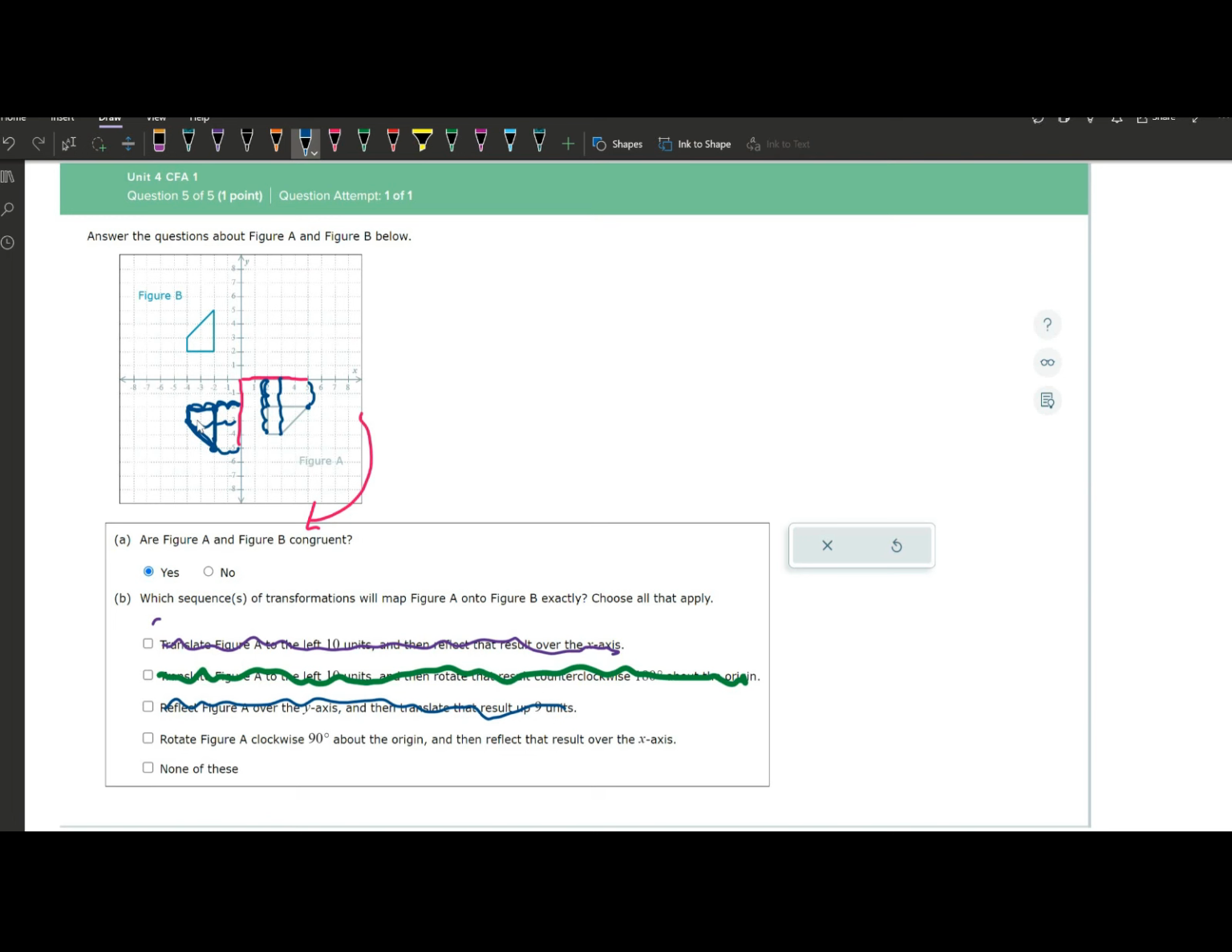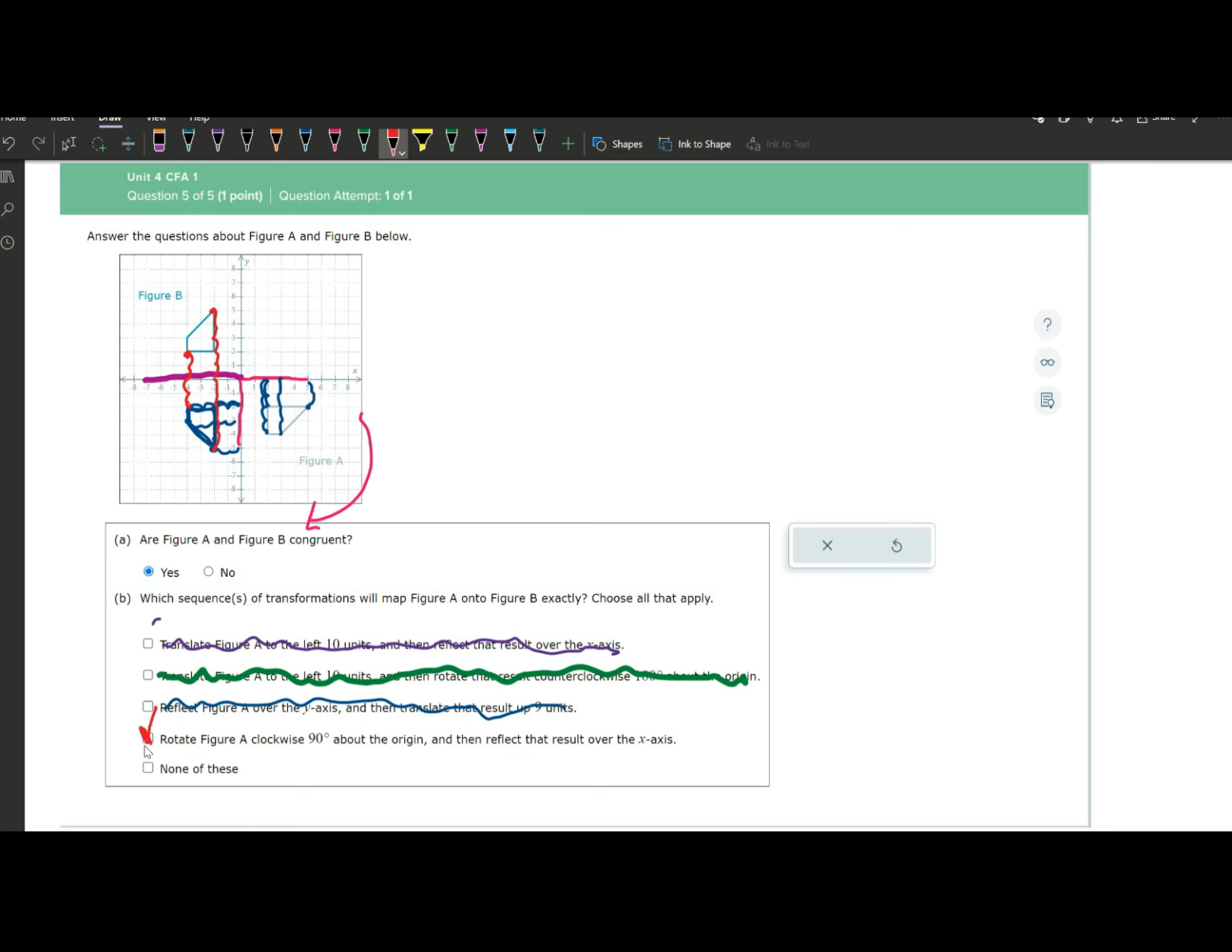And then we reflect the result across the x-axis. So here is my x-axis, you reflect the result. This point is 2 units away from the x-axis. It reflects 2 units to the other side. This point is 1, 2, 3, 4, 5. It reflects 1, 2, 3, 4, 5. So this is the correct statement.